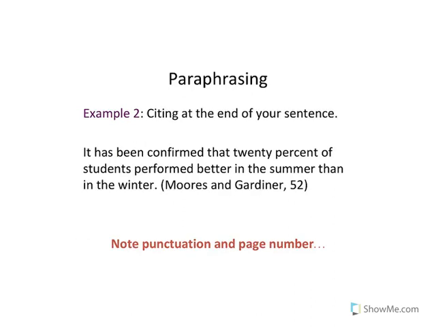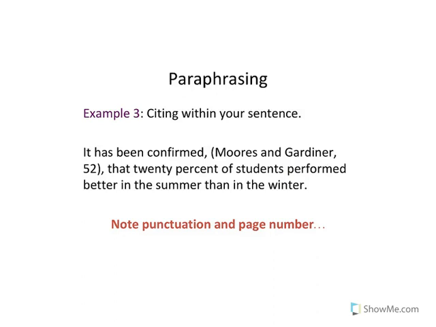The second example that we can use of paraphrasing is where you cite at the end of your sentence. Exactly the same sentence. It has been confirmed that 20% of students performed better in the summer than in the winter, full stop. And then you've got Moores and Gardner, the surnames of the authors, and then the page number that has been found. Okay, so you still need to put it within the brackets, and then there's no comma before the page number.